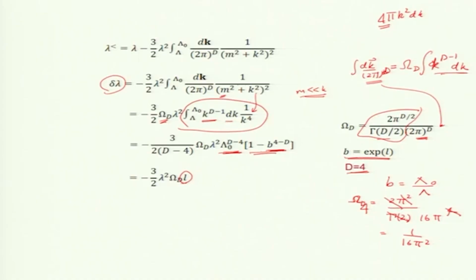Okay. So, I will rewrite this, delta lambda is a correction. So, we write this as d lambda by dl, right. So, lambda less minus lambda is d lambda. So, d lambda by dl is that, okay, straightforward. Now, we can write L as log of b also, right, L is log of b from here. So, we write this part as d lambda by d log b, and this is called the beta function. This is standard in field theory, called the beta function.